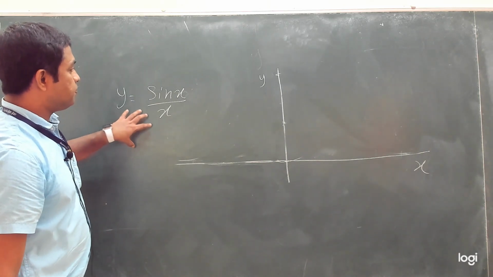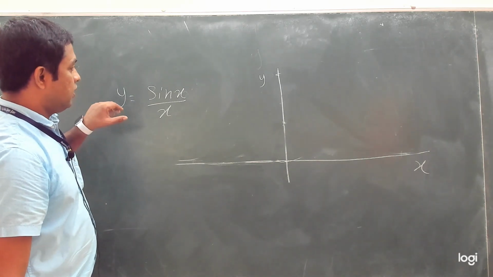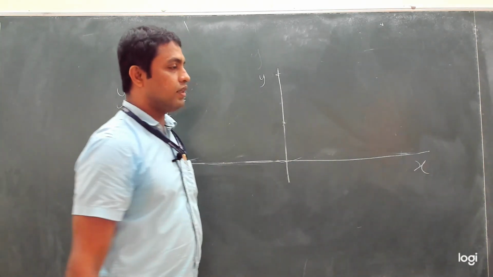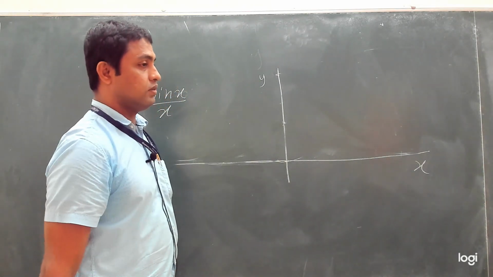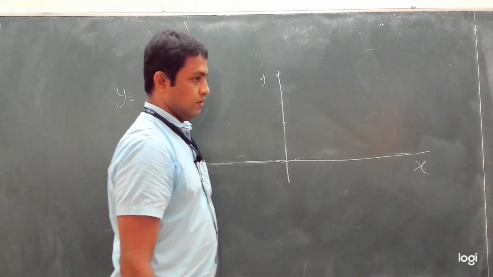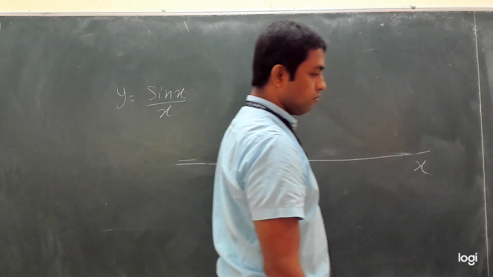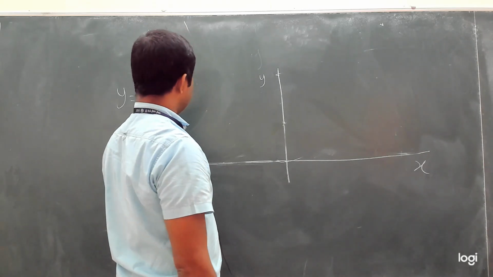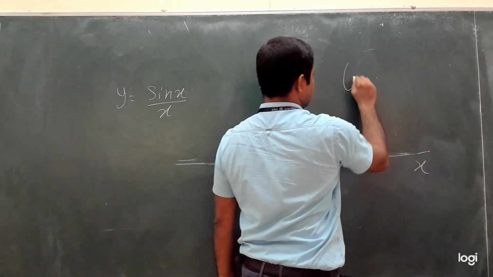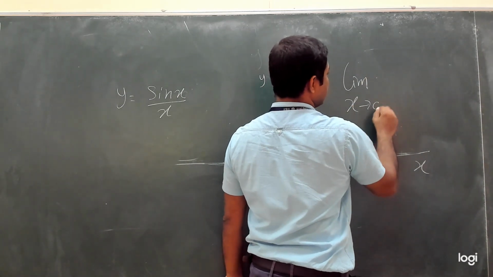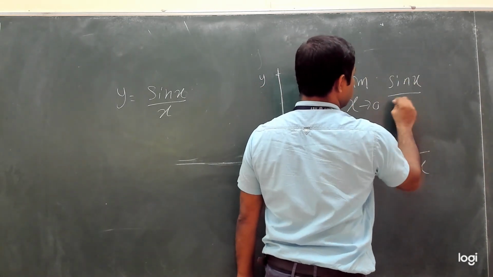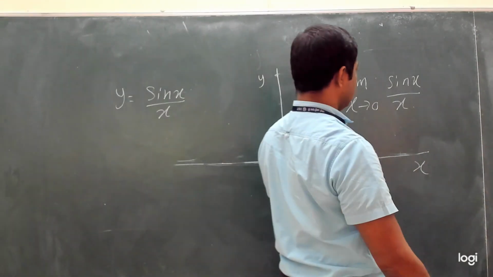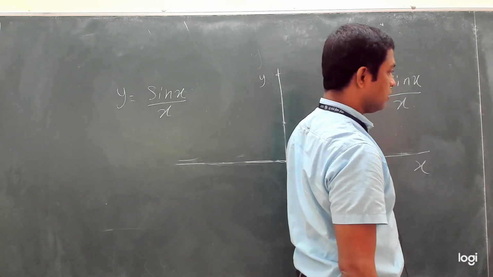Anyway, coming to this, some people said that the value of sin x by x at x equal to 0 is 1. So how did you get that? By applying the limit, limit as x tends to 0 of sin x by x. And how did you find the limit? By L'Hospital rule. Taylor expansion, series expansion, we can also do.